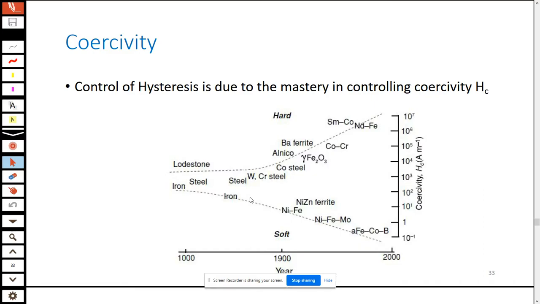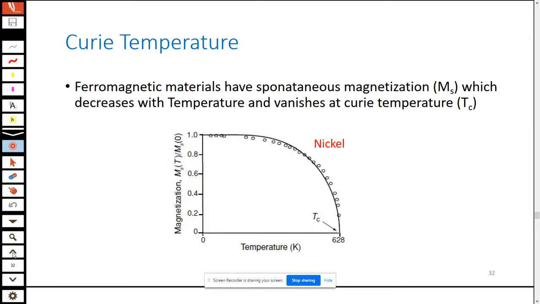So we were discussing different properties of a magnetic material. Maybe if I go back one step. One parameter which is always associated with ferromagnets or magnetism is Curie temperature. So what is Curie temperature?